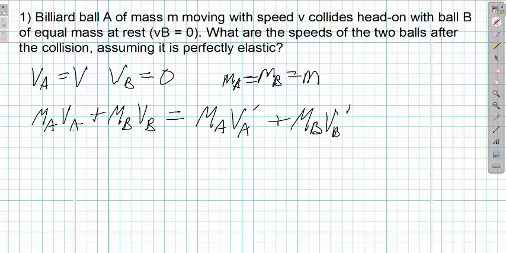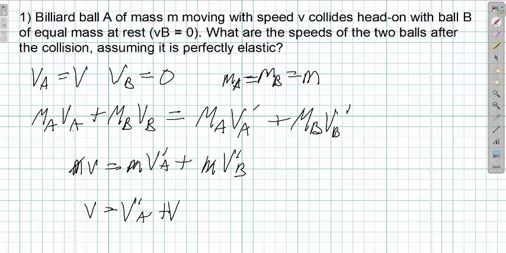We can go ahead and plug in what we know into this formula. We'll end up with mv equals m v prime A plus m v prime B. We'll notice that the m's cancel out, and we're left with v equals v prime A plus v prime B. So we're stuck here. We have one equation and two unknowns. We need a second equation.